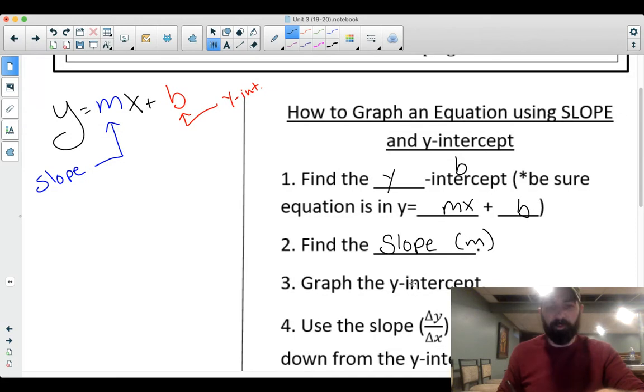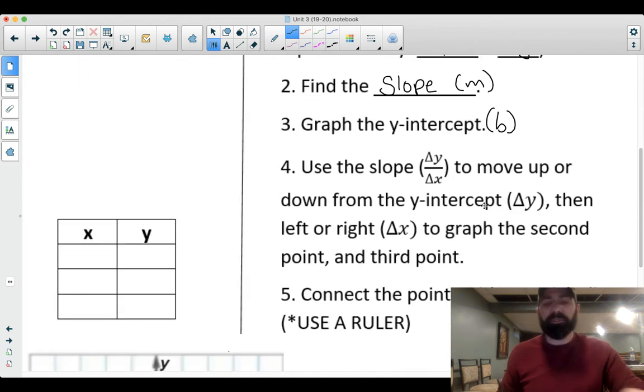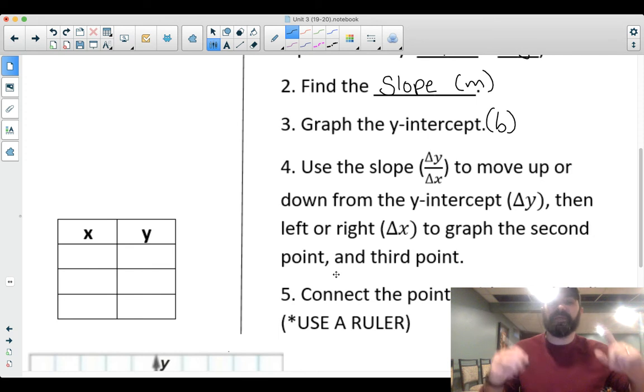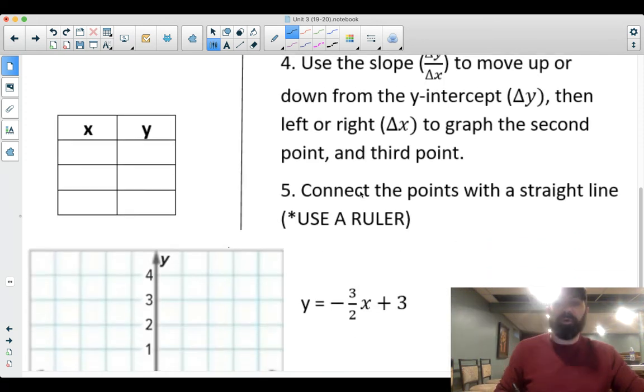Then we graph the y-intercept, and we'll show you how to do that here in a second. Remember that y-intercept is the letter b. Then we're going to use the slope, change in y over the change in x, to move up or down from the y-intercept, then left or right is our change in x to graph the second point and a third point. Technically, you only need 2 points to graph a line. I always say graph 3 because that gives you a better idea of where your line is going, easier to connect all points there. Connect the points with a straight line. Use a ruler, straight edge of some sort to do that.